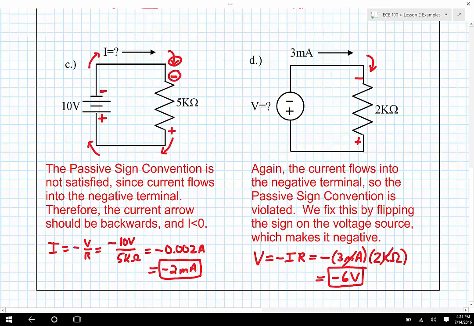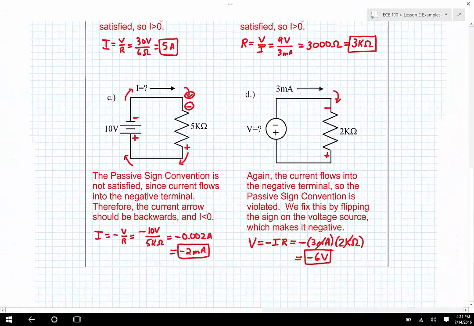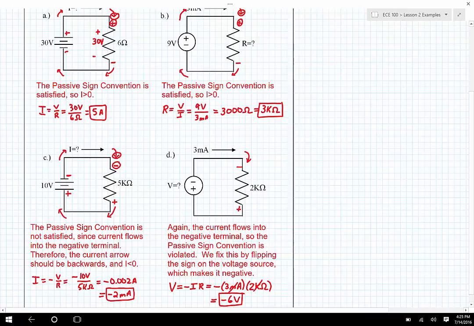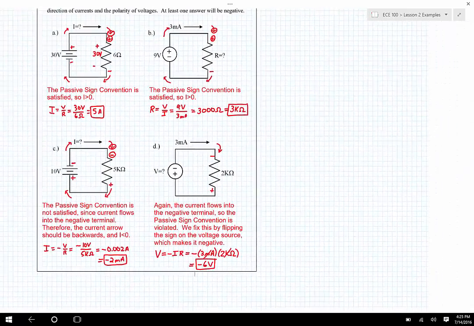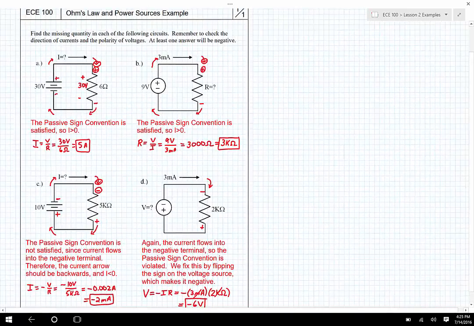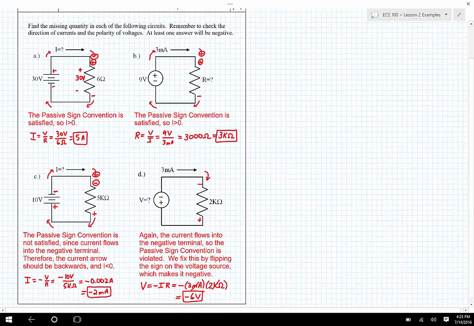Again, this just gives you a little bit more practice working with the passive sign convention and with the fact that sometimes unknown quantities are drawn incorrectly. And if they are drawn incorrectly, it's just important to remember that therefore the values will turn out to be negative.